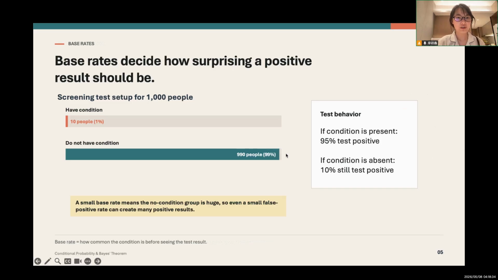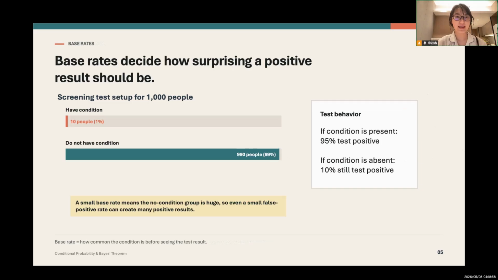Now let us return to the medical screening example. Suppose we test 1,000 people. Only 1% of people have the condition. That means 10 people have it, and 990 people do not have it. This starting percentage is called the base rate. It is the probability before the test result appears.